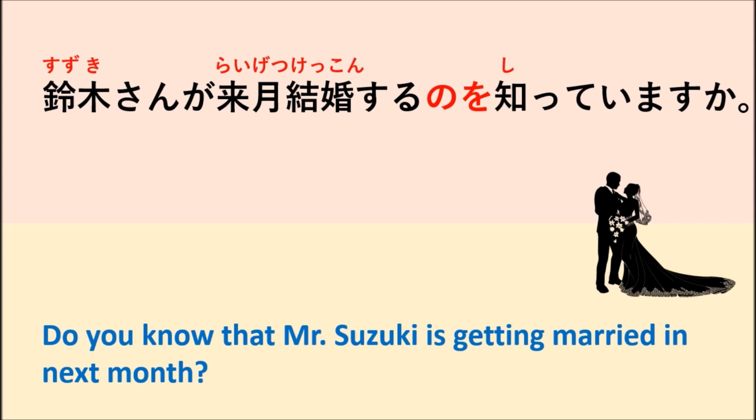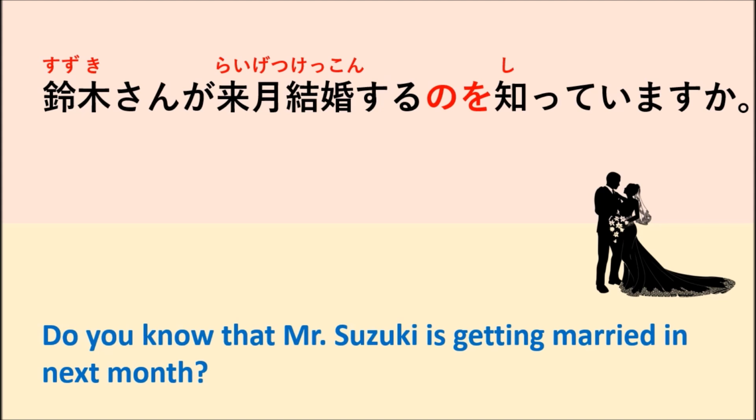And we have another sentence like this. 鈴木さんが来月結婚するのを知ってますか？ Do you know that Mr. Suzuki is getting married next month?